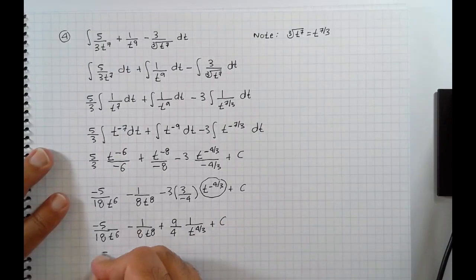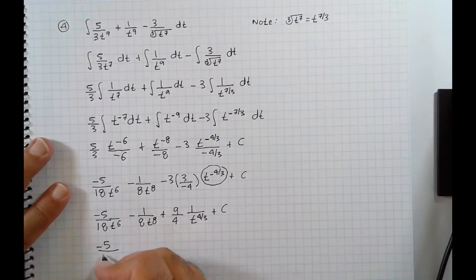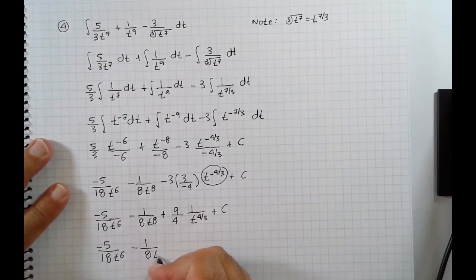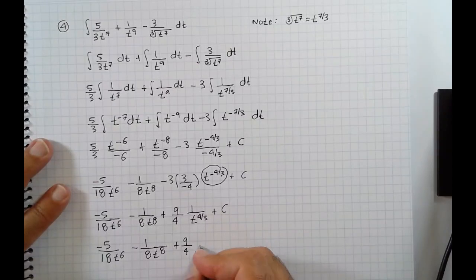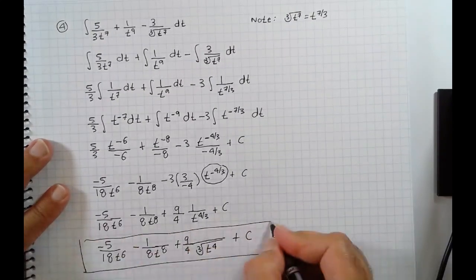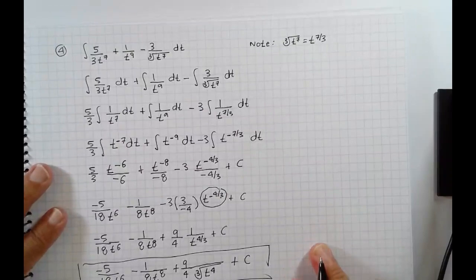And let's rewrite this: negative 5 divided by 18 t to the 6, minus 1 over 8 t to the 8, plus 9 over 4 third root of t to the 4, plus c. This is the answer. Okay, thanks.